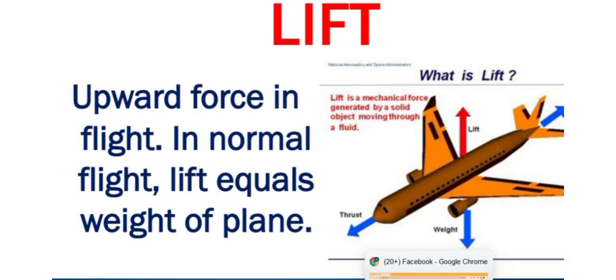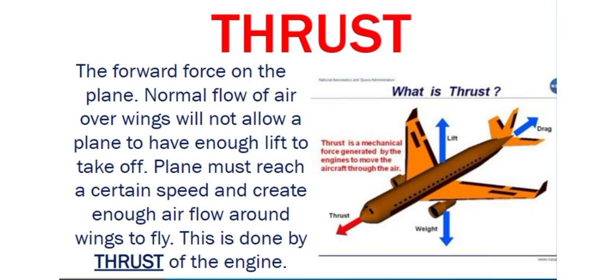So there are forces combined that allow an airplane to fly. First we have lift, the upward force in flight. In normal flight, lift equals the weight of the plane. Second, we have the thrust, the forward force on the plane.